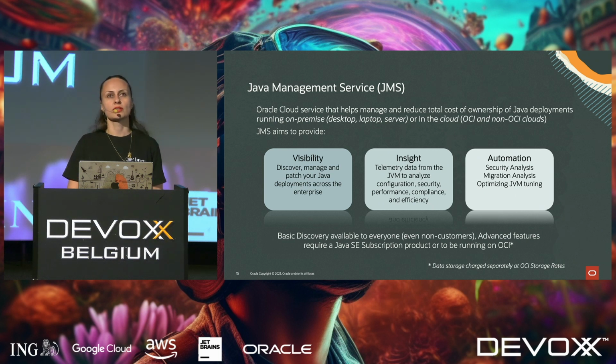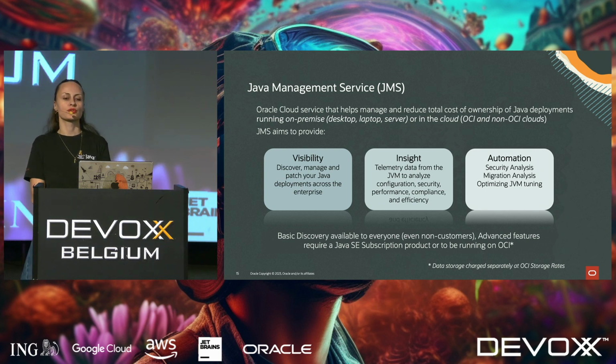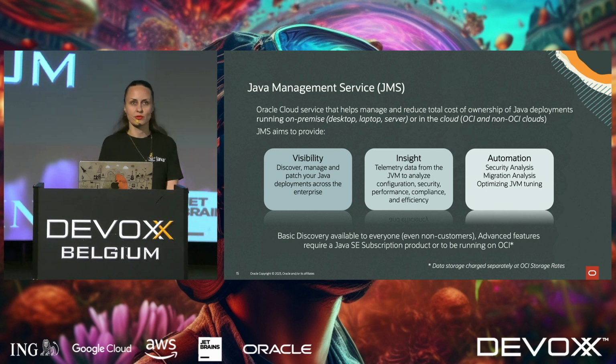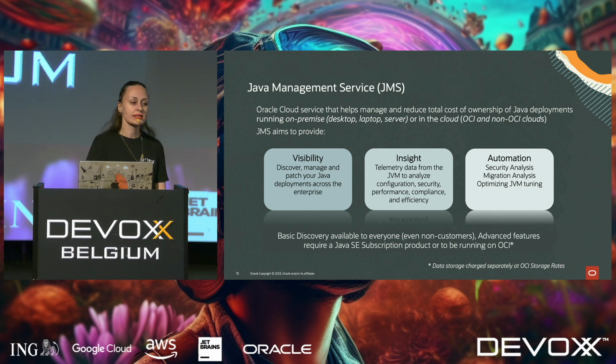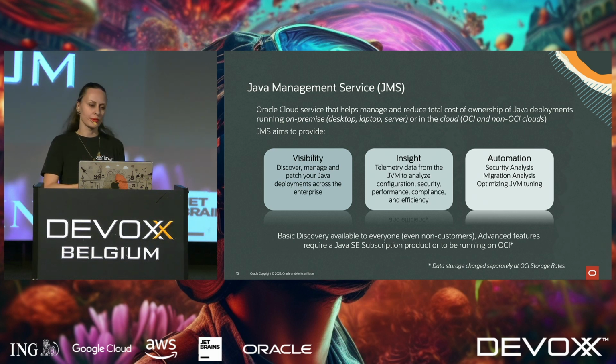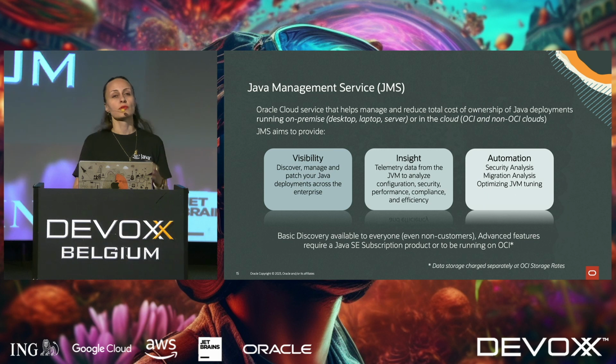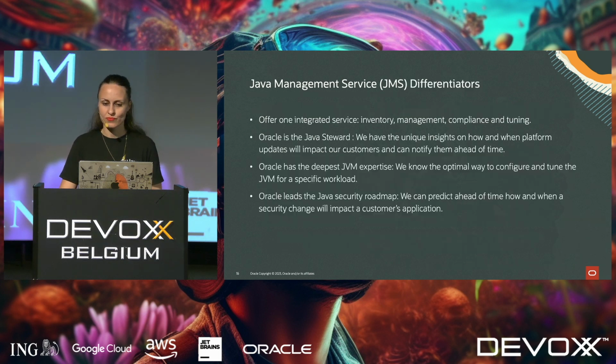Java Management Service is an OCI service which provides a single pane of glass to discover and manage your Java deployments across the enterprise. It gives you visibility into what you have. It can also give you insights based on your telemetry data about your applications. And it can give you information on what you can do better. And it does that automatically. You don't stay with a list and say, I'm going to analyze from a security point of view, from a performance point of view, if it's worth migrating this application to a different runtime.